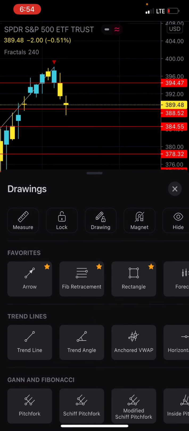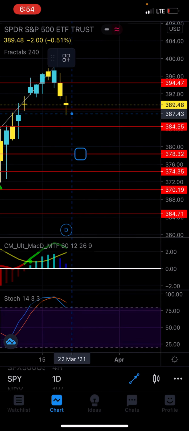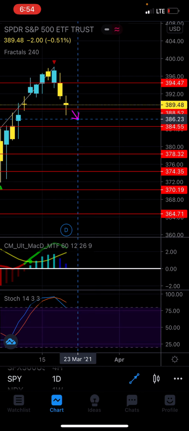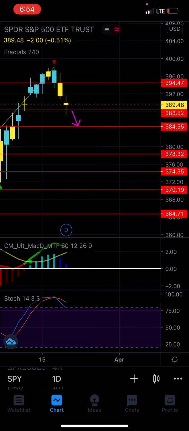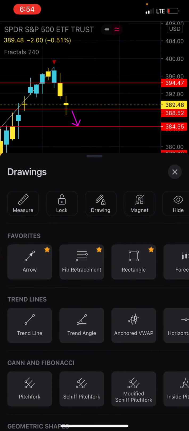So as of right now, I am pretty bullish because I do think that we're dropping down to 384. So let me see. Just to kind of make it easier for you guys to understand, I do think we're going to do this. We're dropping here. And then depending on what happens this week, we can either drop all the way down to 378.